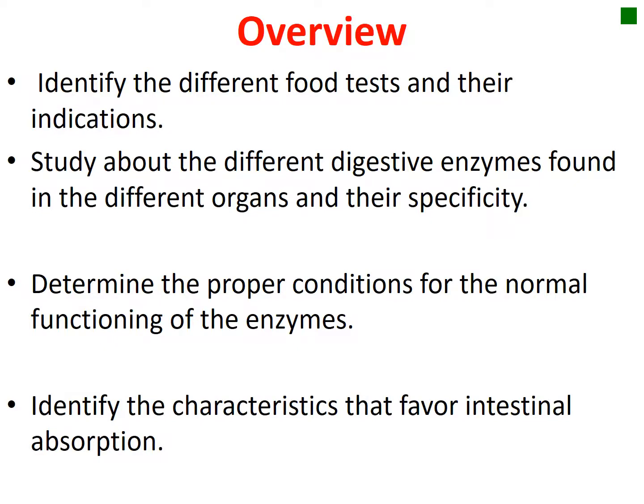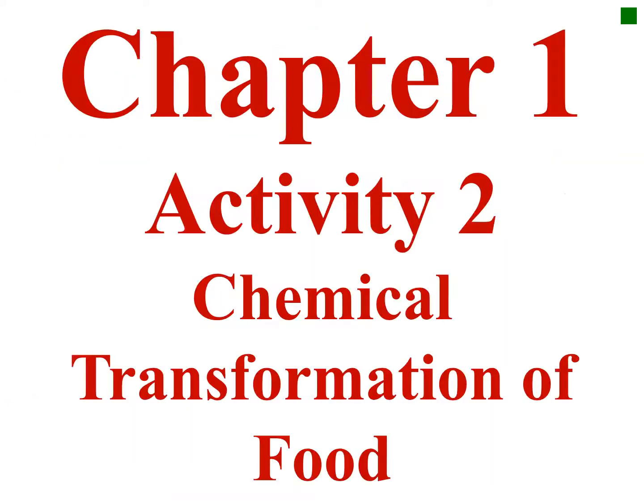Hello, grade 9 students. Again, we're going to cover some of the points in chapter 1 about the digestive system. First we identify the food tests and we identify the different enzymes and their specificity. Now we are going to determine the proper conditions for the normal functioning of enzymes, and identify the characteristics that favor intestinal absorption.